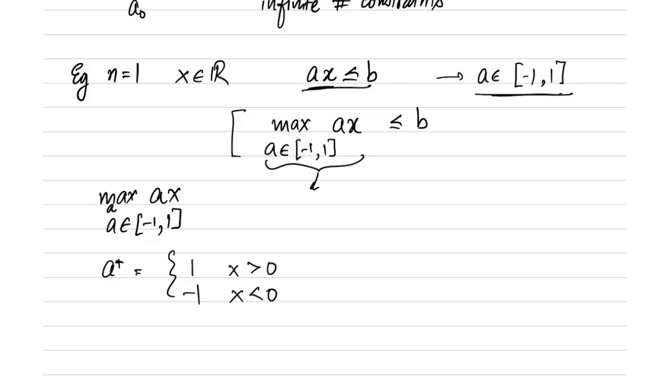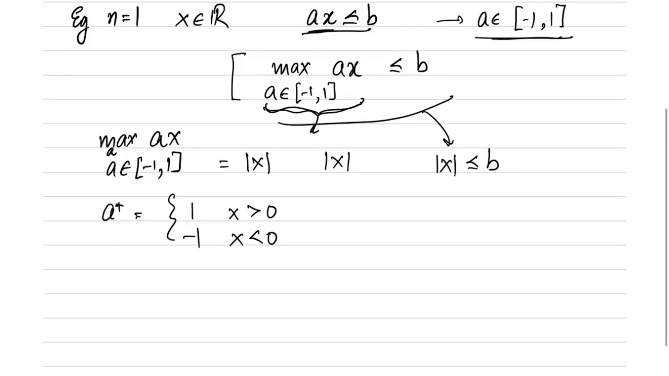So if I plug in this value, this maximum will be equal to x when x is positive, and minus x if x is negative, or in other words, absolute value of x. So this maximization over a from -1 to 1 is essentially equal to absolute value of x. So this entire constraint can therefore be written as absolute value of x less than equal to b.